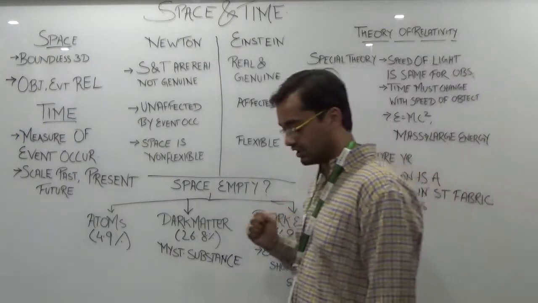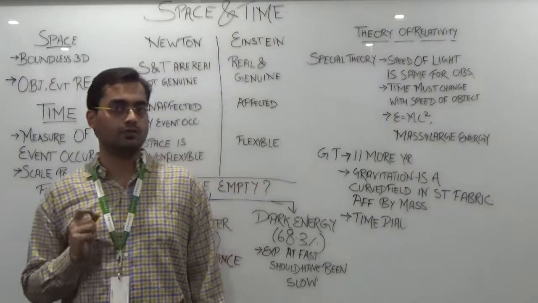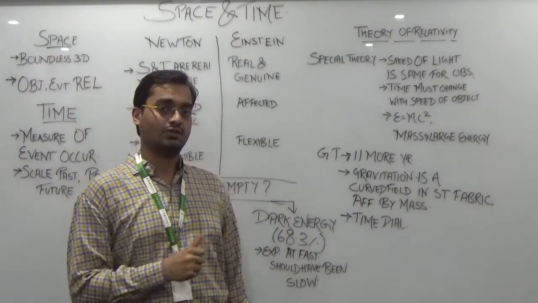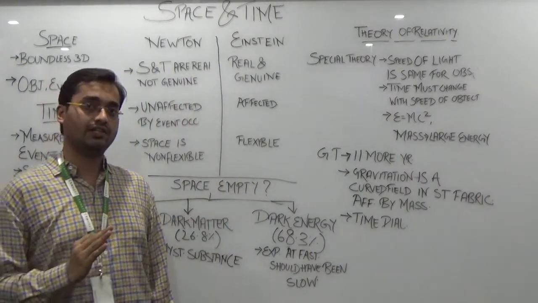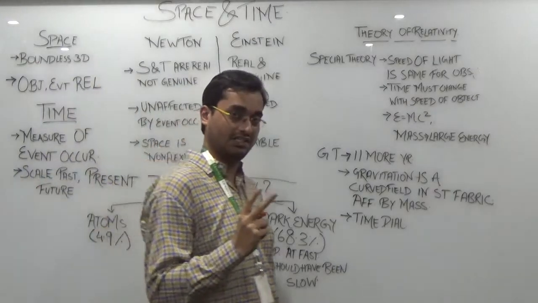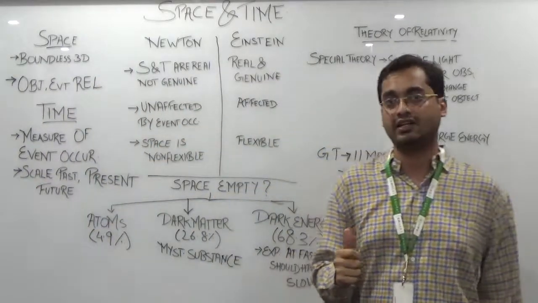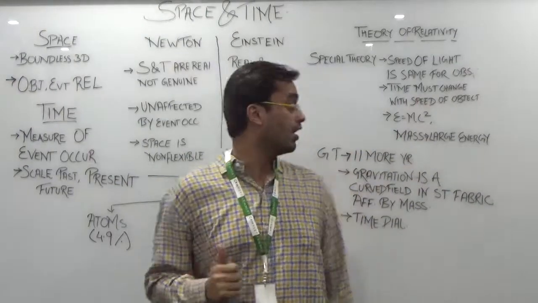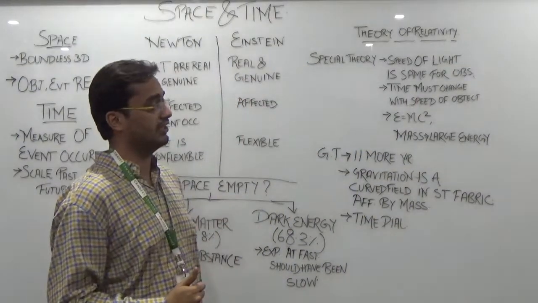Later on, this was covered into a great theory which was presented by Albert Einstein, that is known as the theory of relativity. Now the whole theory of relativity has been divided into two parts, that is called the special theory of relativity and the general theory of relativity. So first we'll see about special theory of relativity.